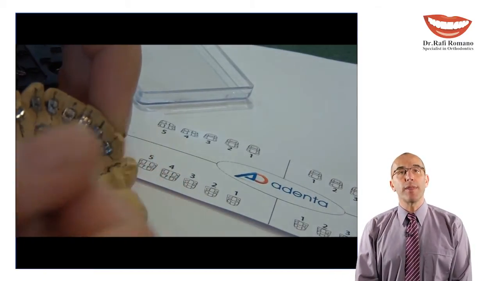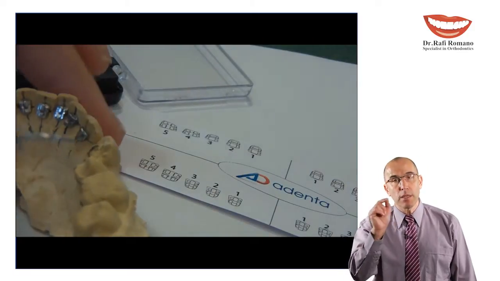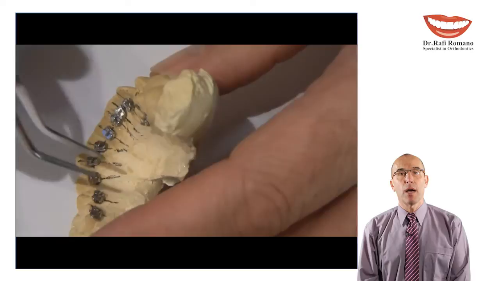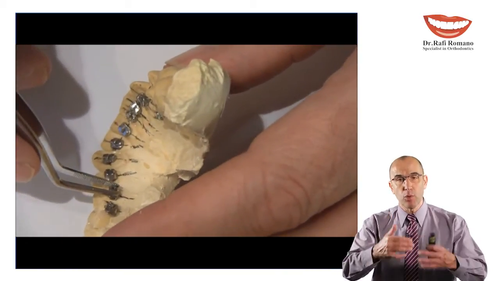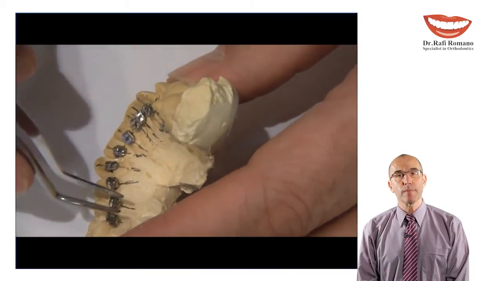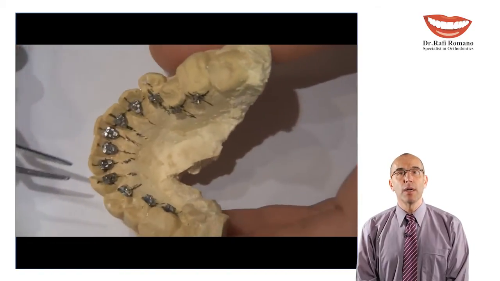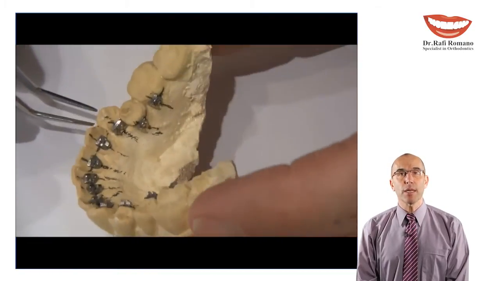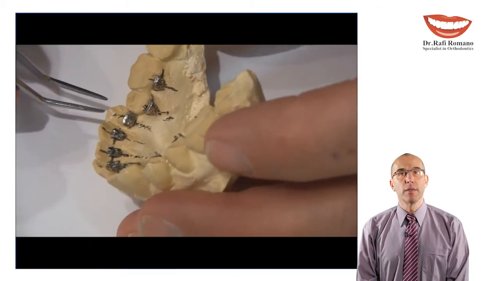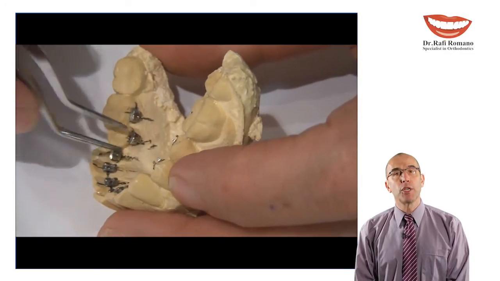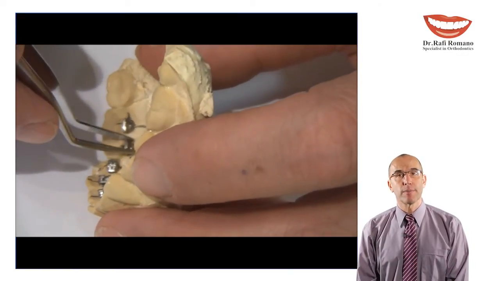She cleans the remnants of the composite with an explorer, so I will not have flash when I do the bonding. Now she handed me the model. I check each one of the brackets and change if necessary. All this is done before we do the curing of the brackets.